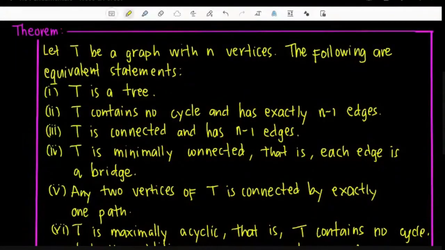Now, here is our theorem on how we can identify whether a graph is a tree or not. Let T be a graph with n vertices. The following are equivalent statements. T is a tree if and only if T contains no cycle and has exactly n minus 1 edges. So by definition, a tree contains no cycle. Additionally, if it is a tree, then it has exactly n minus 1 edges.